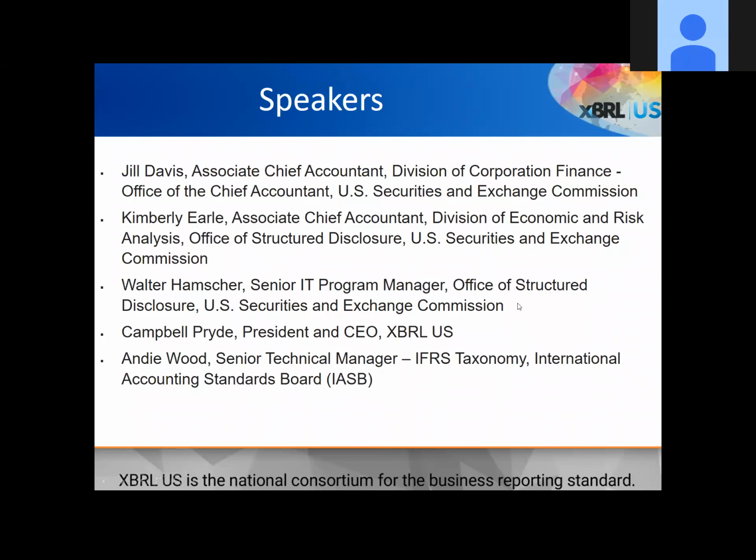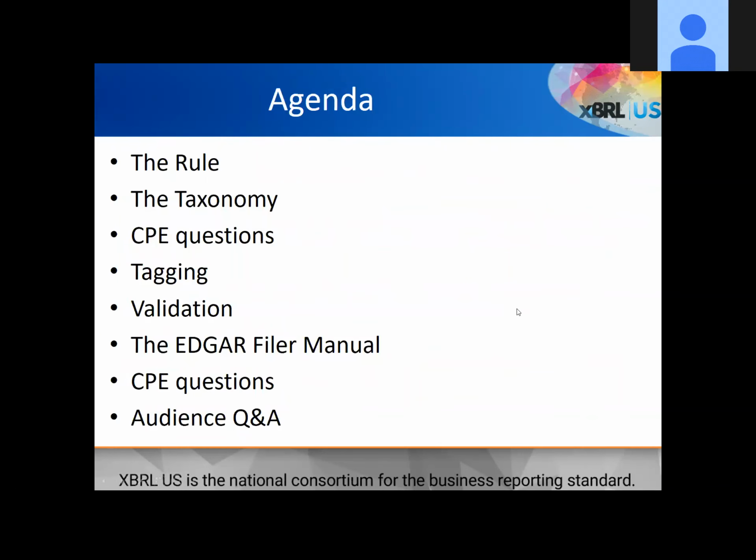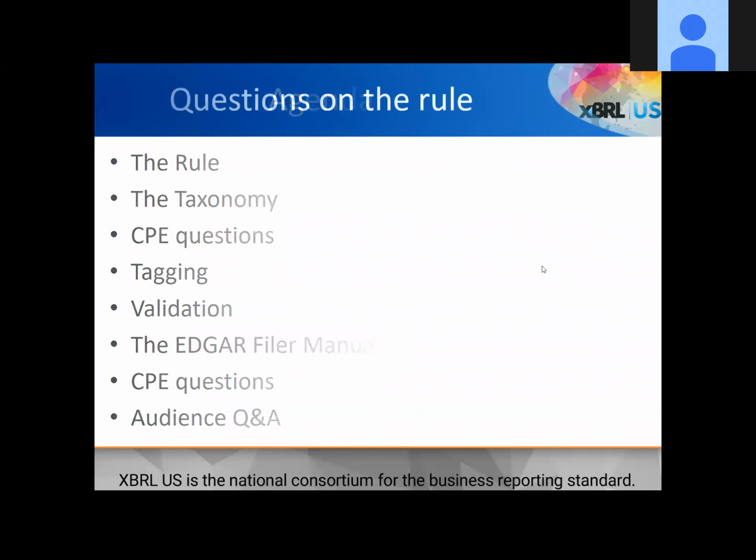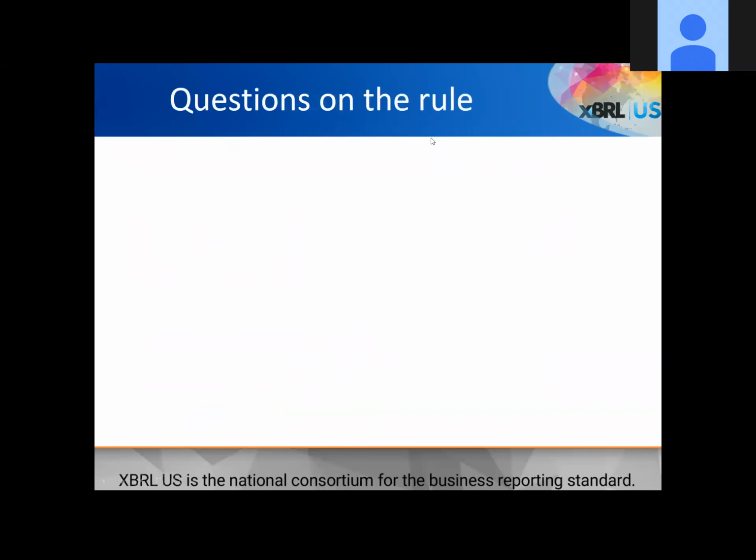Great, thanks very much. Okay, with that, I'm going to walk through the agenda. First, we're going to cover questions on the rule and on the taxonomy. Then we'll take a couple of CPE questions. Then we'll move on to questions about tagging and validation and the Edgar Filer Manual. We'll have a couple of additional CPE questions and then open up to additional Q&A. So with that, I'm going to turn it over to Campbell Pride, who's going to lead us through the Q&A session.